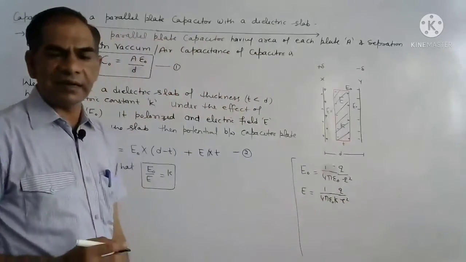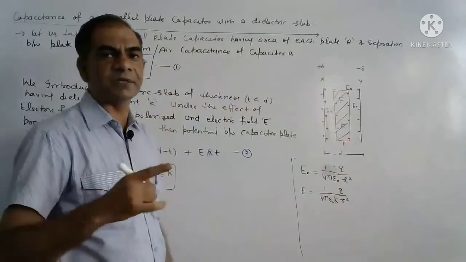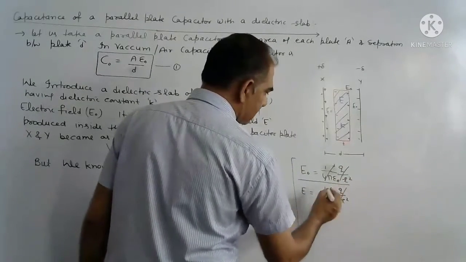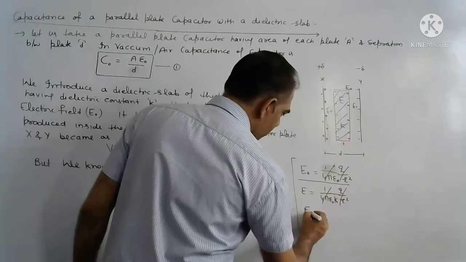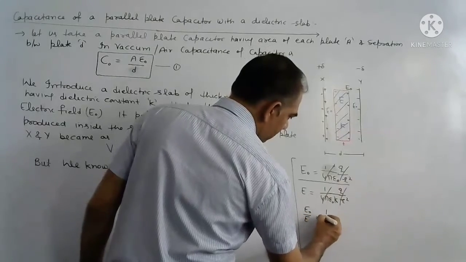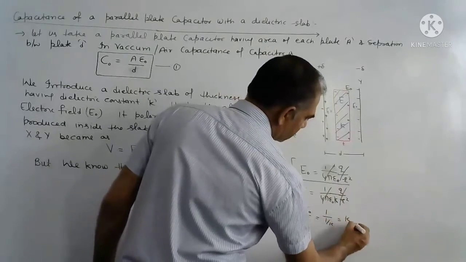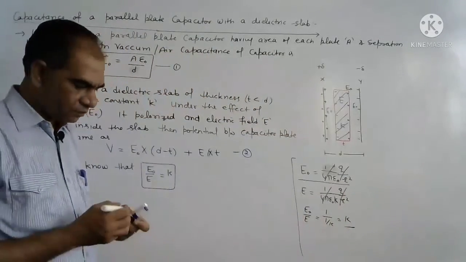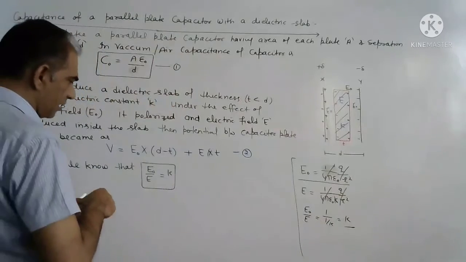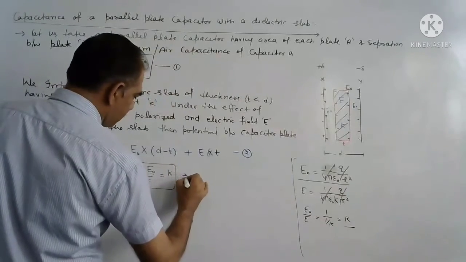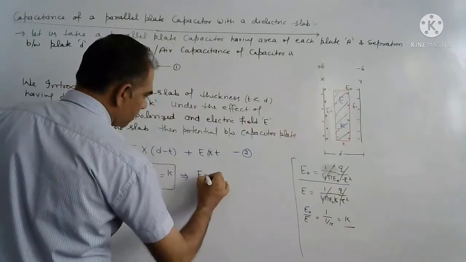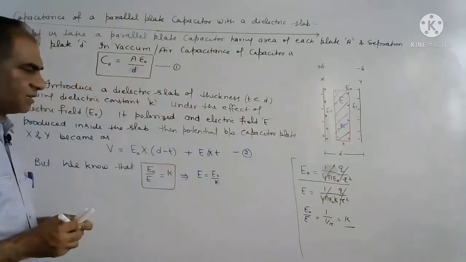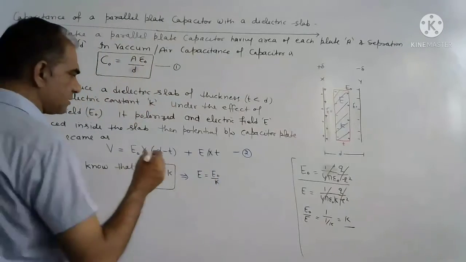Here K is the dielectric constant, also written as epsilon R. So we divide these two equations; 4 pi epsilon, Q and R square cancel, and we get E naught upon E is equal to K. So this is where the formula comes from, and it can be written as E is equal to E naught upon K. This is the value of electric field intensity to be put into the above equation.